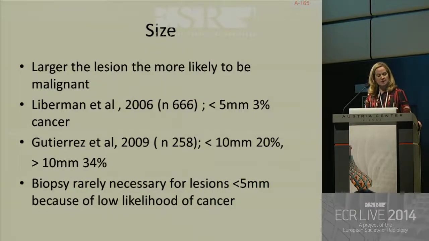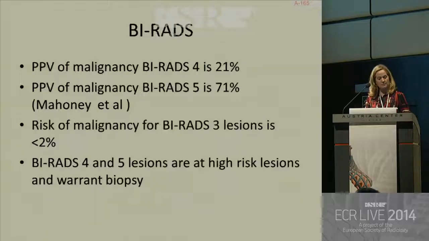With regard to size, the larger the lesion, the more likely it is to be malignant. In one study by Lieberman et al., they had 666 breast MRs, and of the lesions that were less than 5 millimetres, only 3% of those were cancer. So biopsy is rarely necessary for lesions less than 5 millimetres because of the low likelihood of cancer. But obviously, if a lesion is less than 5 millimetres and it has another very suspicious BI-RADS lexicon descriptor, then they should proceed for further evaluation.